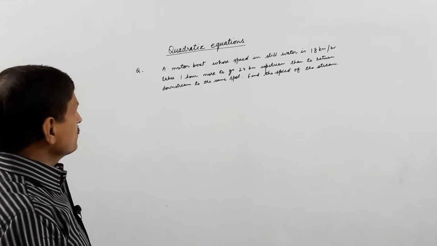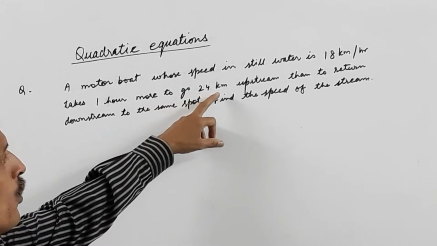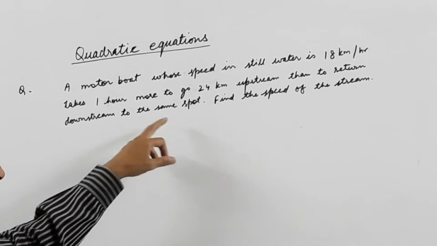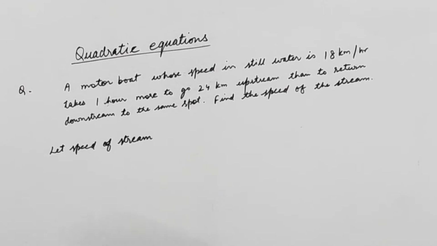Now in this question, a motorboat whose speed in still water is 18 km per hour takes 1 hour more to go 24 km upstream than to return downstream to the same spot. Find the speed of the stream.